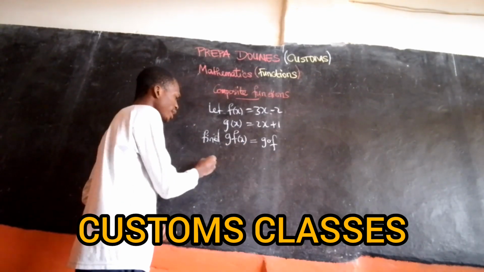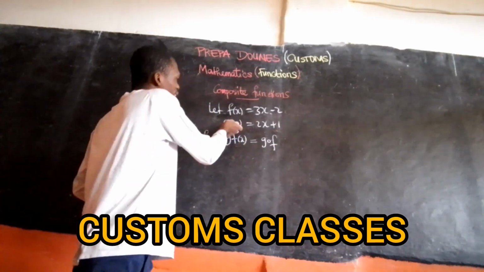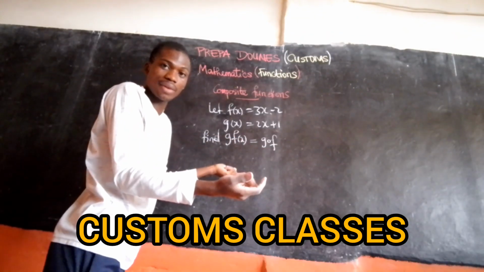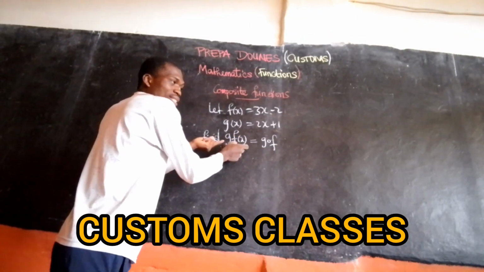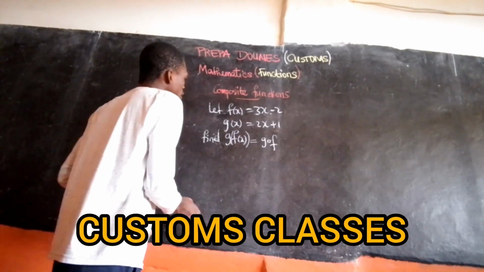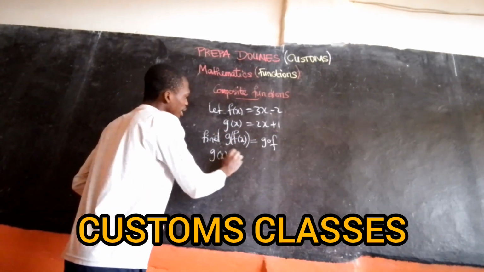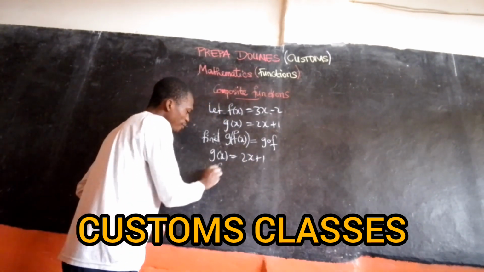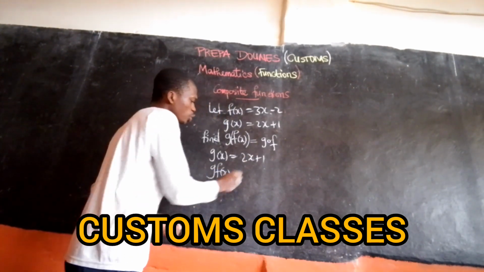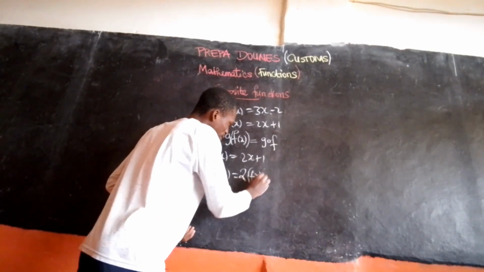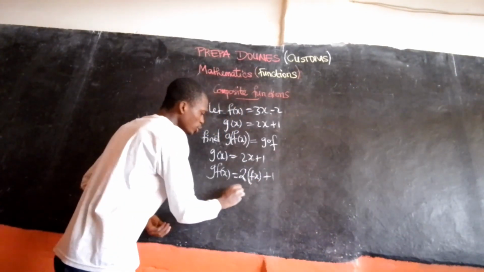Now gf of x simply means, now this is g of x, but I need to replace f of x the way we did when evaluating function. I need to replace this f of x in the place of x wherever there's x in g of x. So now g of x is 2x plus 1. So gf of x will now be what? 2, now in the place of x, I'll put f of x, then plus 1. Simple.